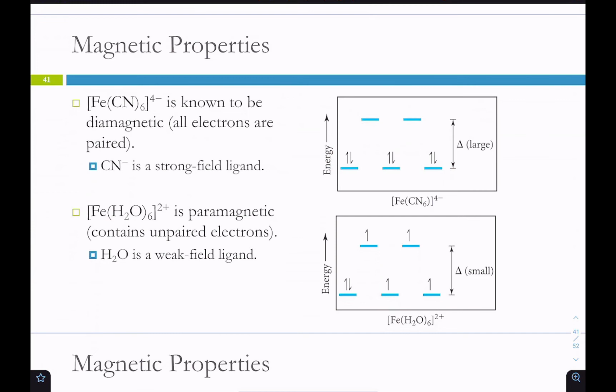If we swap those ligands out with water instead, water is a weak field ligand, has a small effect on the d orbitals, so they don't split as much. The electrons will all be unpaired before they're paired. And that's a high spin complex because we have lots of unpaired electrons. And those spins add up. And I can remember paramagnetic and diamagnetic.